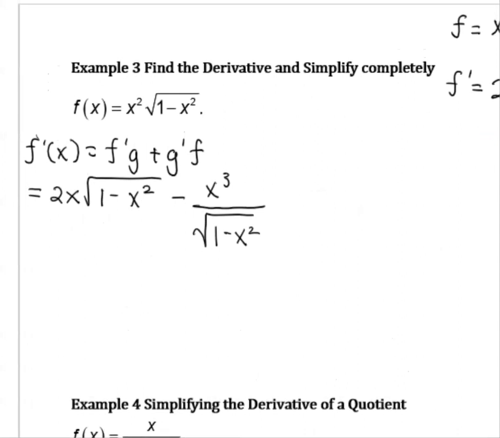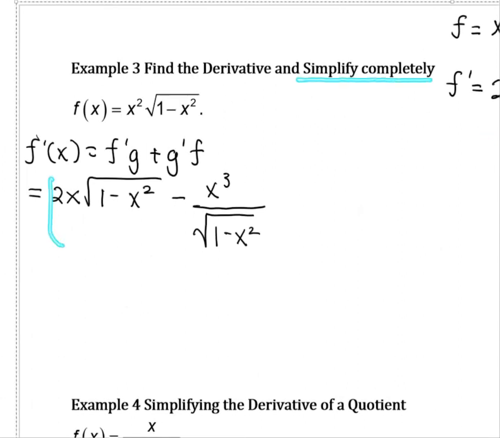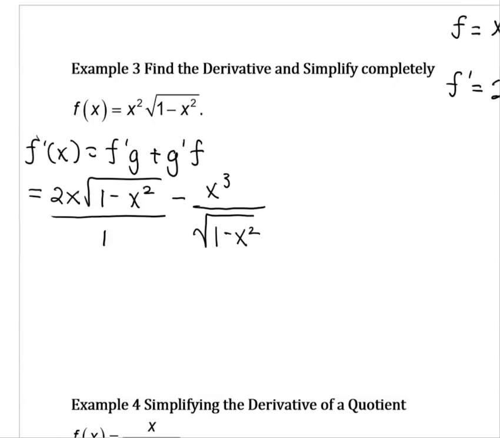Now I'm going to work on simplifying it completely. We have 2 separate terms. I want to combine them into one fraction, and so I'm going to need a common denominator. Down here, this denominator is only a 1, and so in order to make a common denominator, I'm going to be multiplying the denominator and the numerator here by the square root of 1 minus x squared, because this already has a denominator of the square root of 1 minus x squared. Excuse me, I misspoke earlier. So now they have the same denominator.